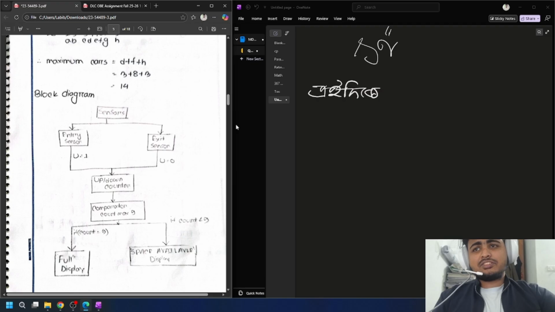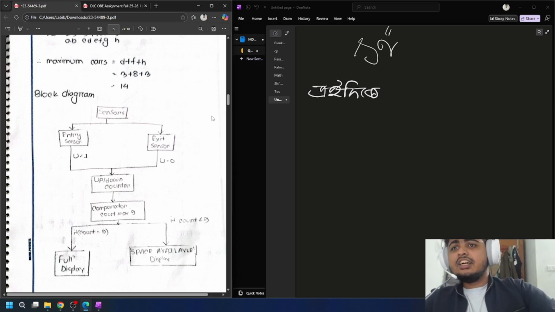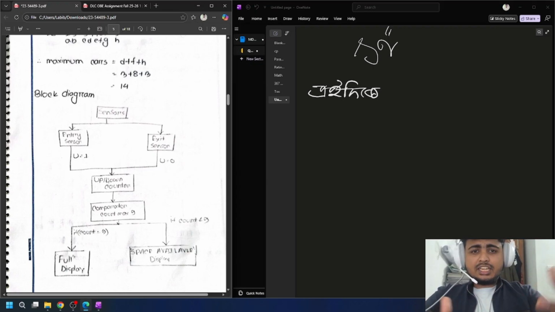First, there are two types of sensors: entry sensors and exit sensors. We assign the variable u, where u equals 1 when the car is entering, and u equals 0 when the car is exiting. Then the sensors go to the up/down counter, where it gets incremented or decremented by 1 depending on whether the car is exiting or entering.